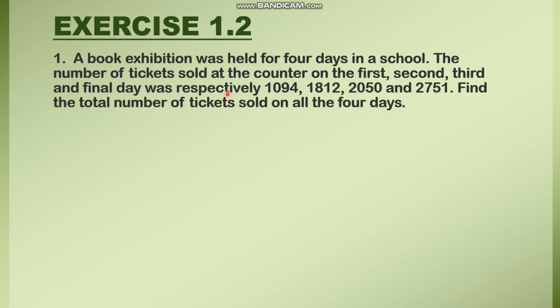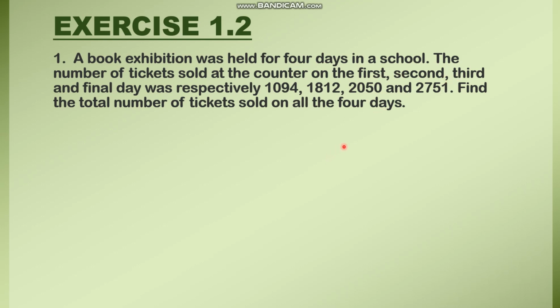So, children, when you get a word problem, you have to read it again and again, and understand what is given and what to do with this question. Read it once again. A book exhibition was held for 4 days in a school. The number of tickets sold at the counter. So here these given numbers are the number of tickets sold on first day, second day and third day.